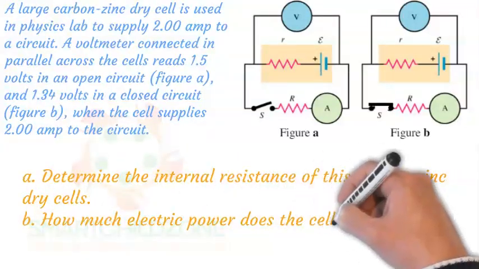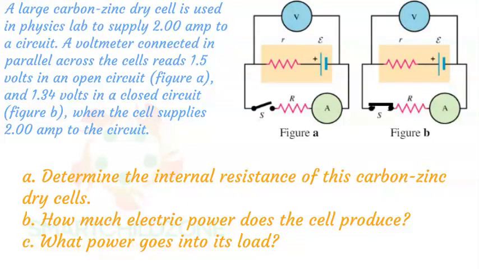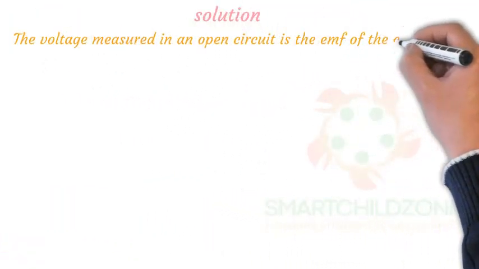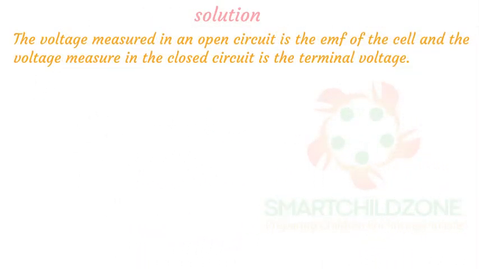B. How much electric power does the cell produce? C. What power goes into its load? The voltage measured in an open circuit is the EMF of the cell, and the voltage measured in the closed circuit is the terminal voltage.